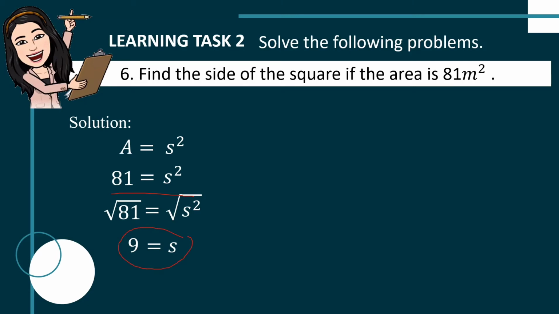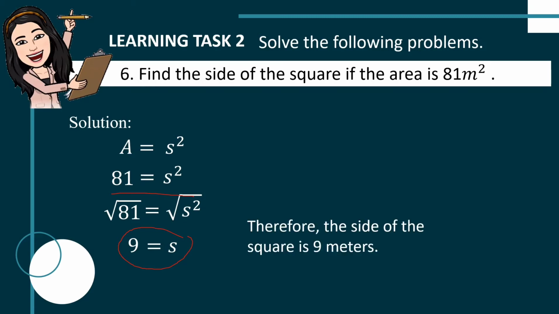And that is what we are looking for. Find the side of the square. The side is equal to 9. What is the unit of measurement? That is meters. So, we have 9 meters. Okay?